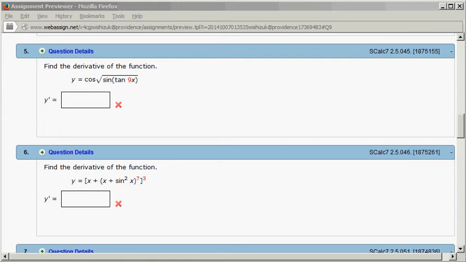All right, let's look at homework 2.5, problem number 5. We want to find the derivative of this function. So let's do that.